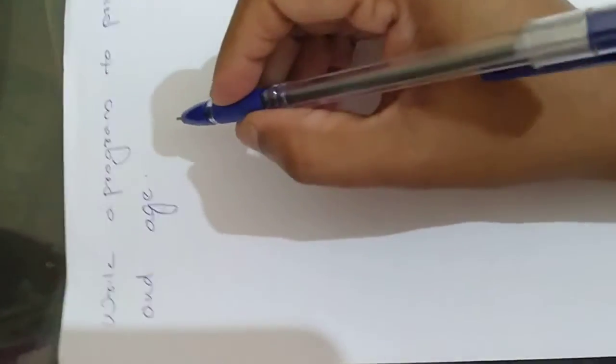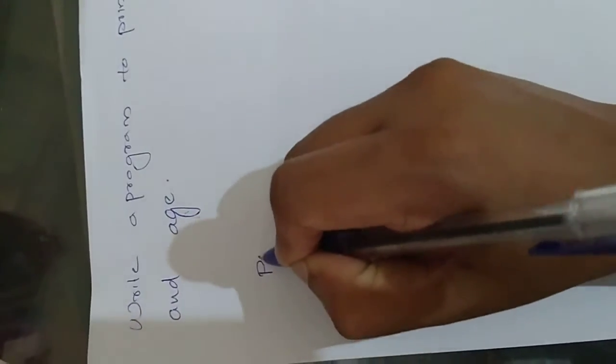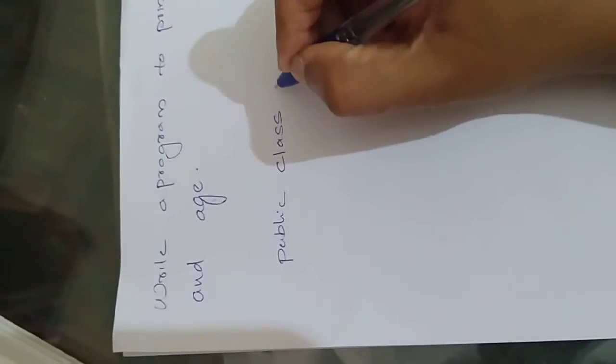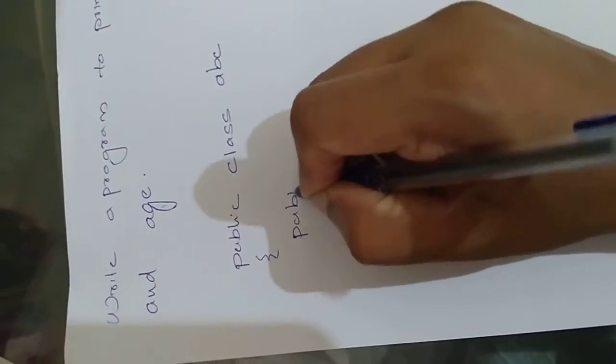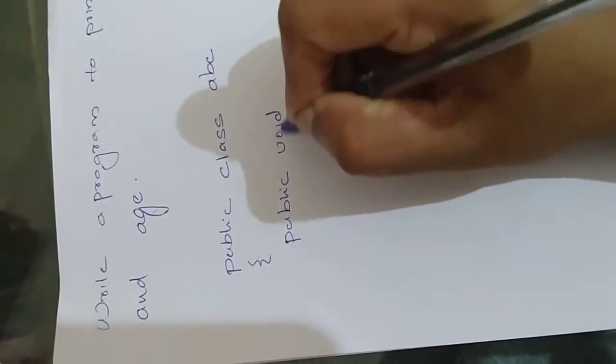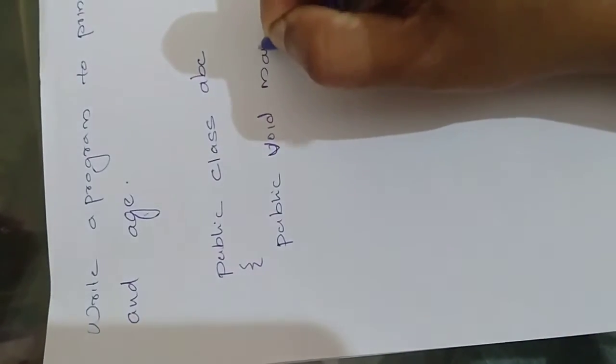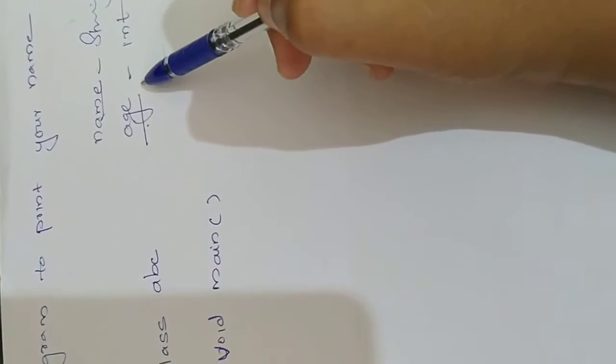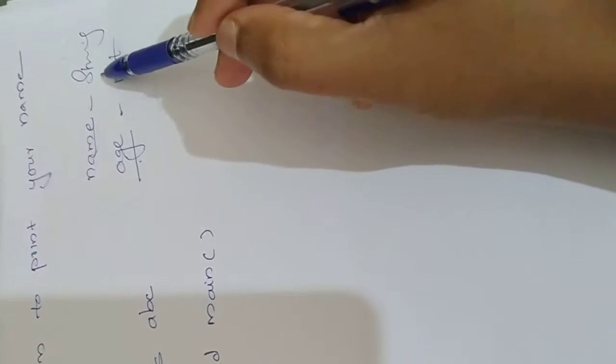Now I'm going to write a program. For every program we will start with public class, and I will give my class name as ABC together. Then you will open curly braces, and then you will start a method, public void main, and you will open and close a parenthesis, and then open curly braces again. You have to declare the variables first, before using them for printing or anything.